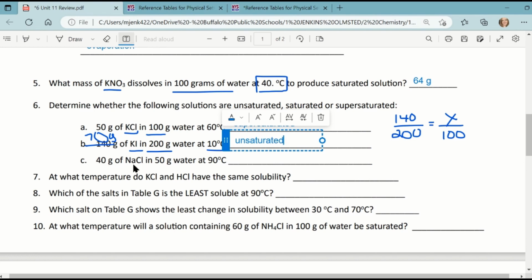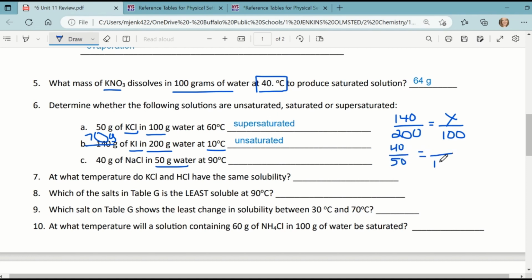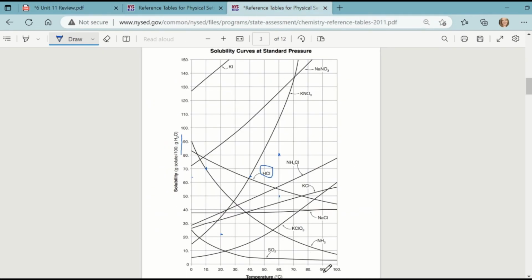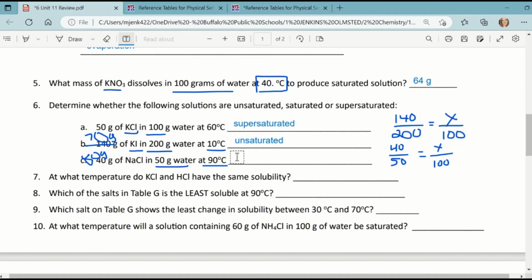And then 40 grams of NaCl and 50, ooh, look at this, 50 grams of water. So if I have 40 grams of the solute and 50 grams of water, but I can't read the graph unless I have 100 grams of water, then this ends up being 80 grams. So 80 grams at 90 degrees Celsius. So 90 degrees Celsius, 80 grams, that's all the way up here. Here's NaCl's line, so that is definitely supersaturated. That is way above the line. Okay, supersaturated.